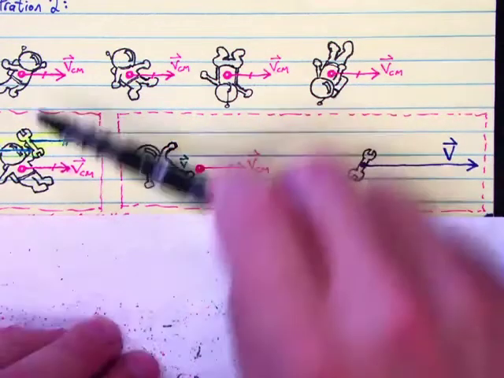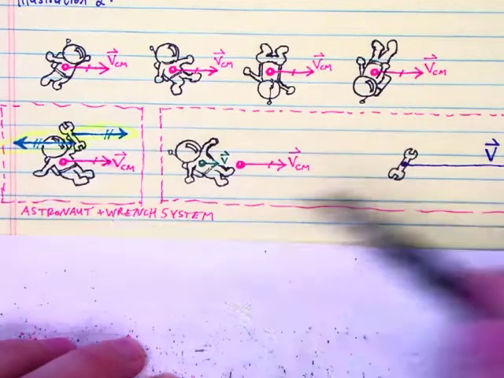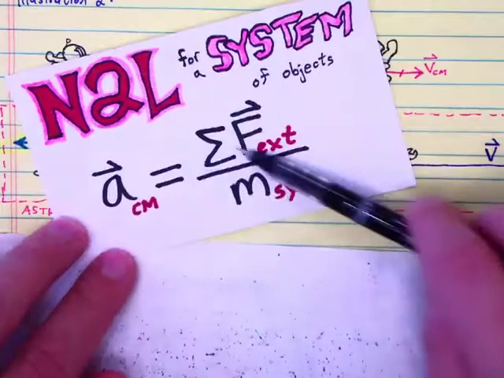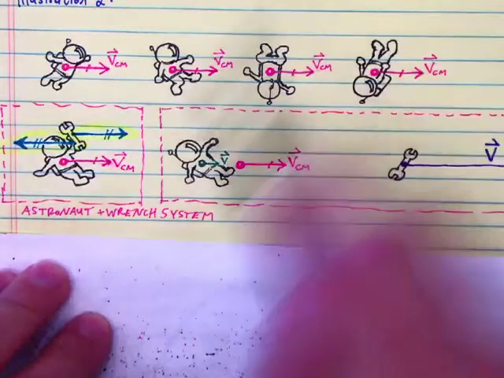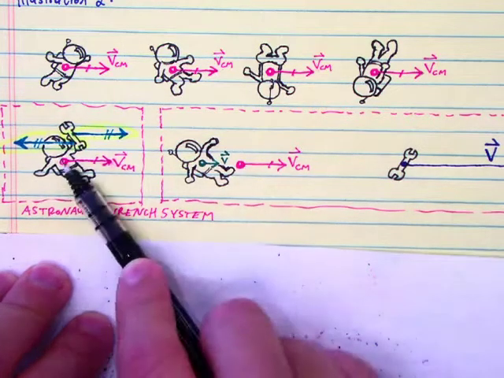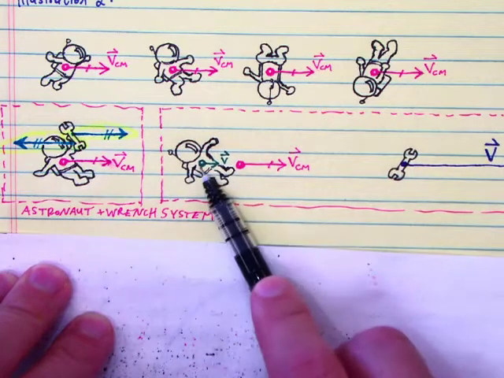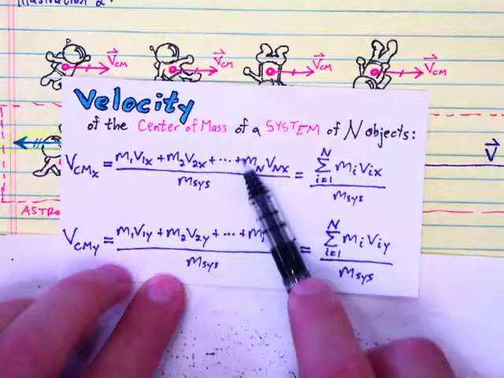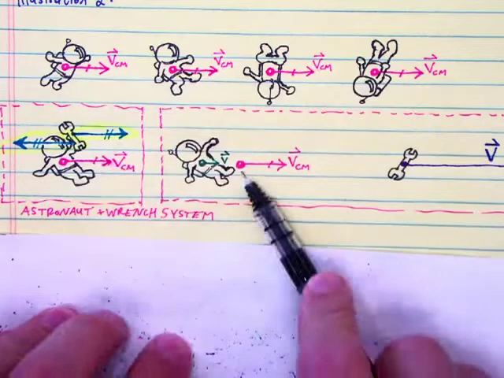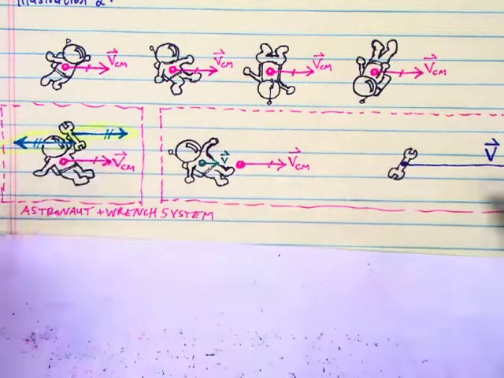Nevertheless, since this is an internal force pair for our astronaut-wrench system, and there's nothing from outside the system pushing on them, the velocity of the center of mass has to be exactly what it was a moment ago. So this small mass moving at a big velocity and this big mass moving at a smaller velocity can be combined to make a weighted average to find the velocity of the center of mass, which will be exactly what it was before. There is no way the astronaut and the wrench can change the VCM of that system.